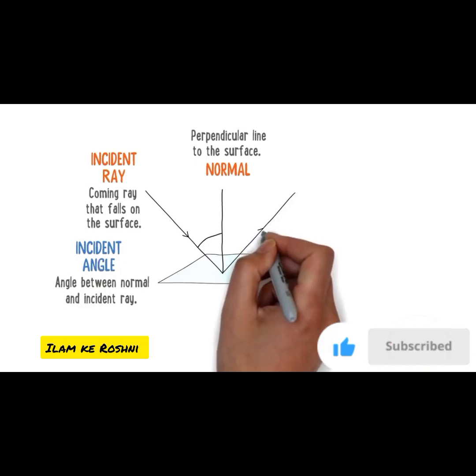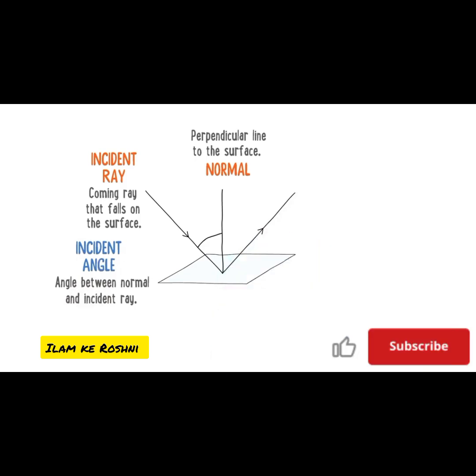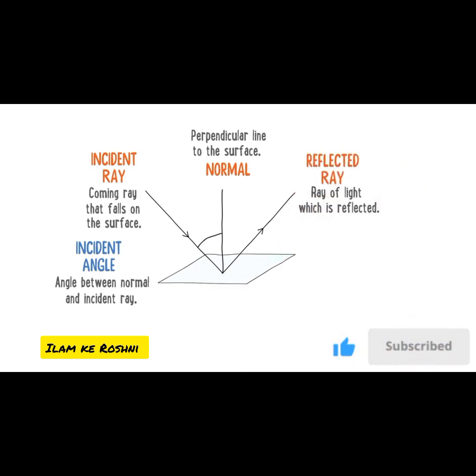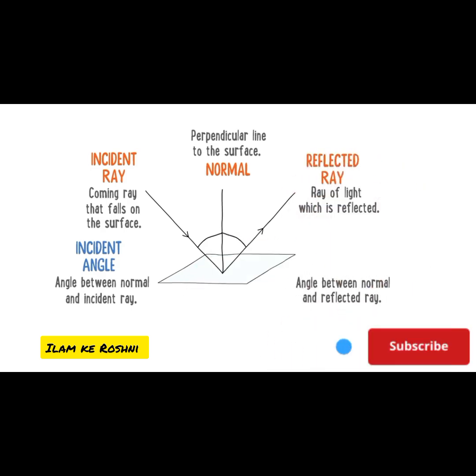Now the incident ray is reflected by the plane surface. The ray of light which gets reflected back in the same medium is called the reflected ray. The angle between the normal and the reflected ray is called the angle of reflection.